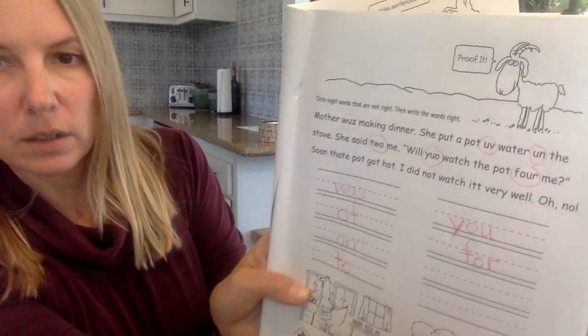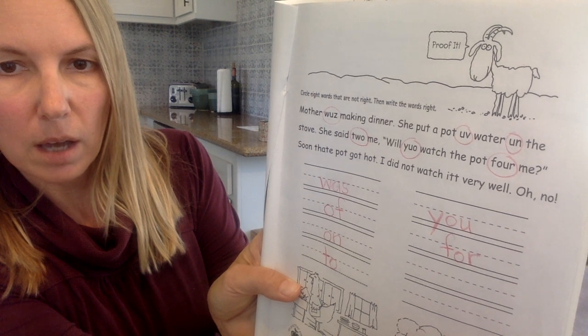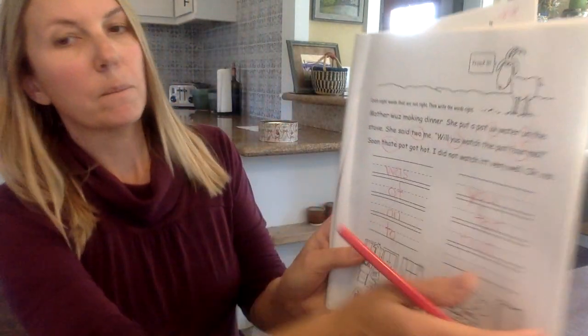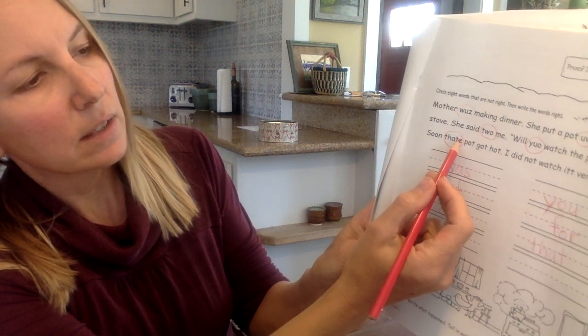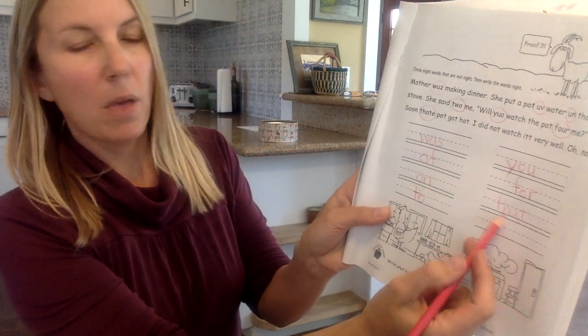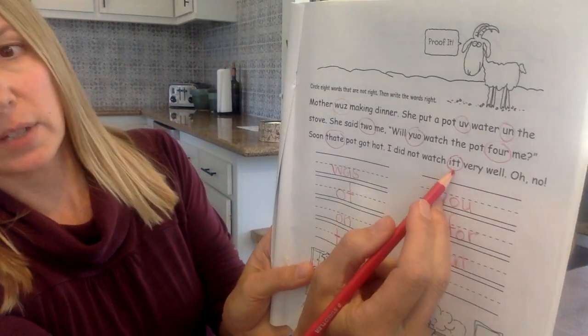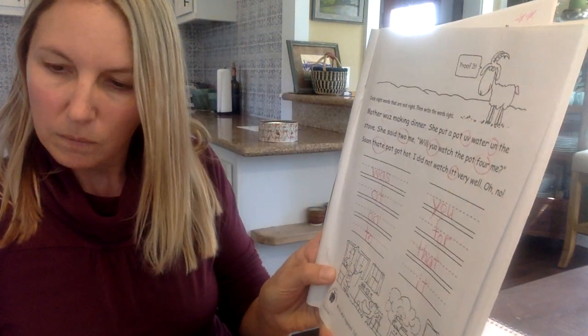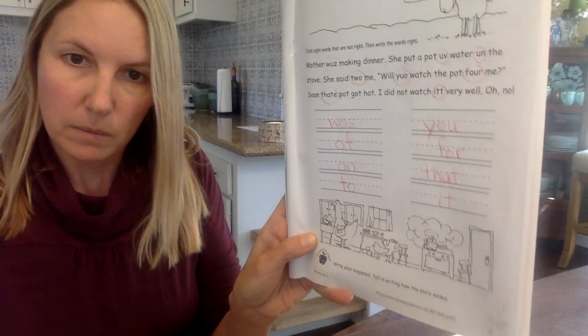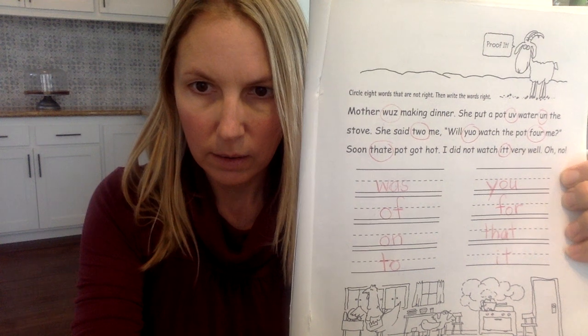Soon that pot got hot. One mistake. See if you can find it. And then I'll show it to you. That does not have a silent E. That is a word that plays fair. Th, at, no E. That. I did not watch it very well. It just has one T. That's not a word that has twin letters. So go ahead and spell it correctly on the line. Okay. So I'll hold that up for you. You can take a look. You can pause it if you need to look longer.